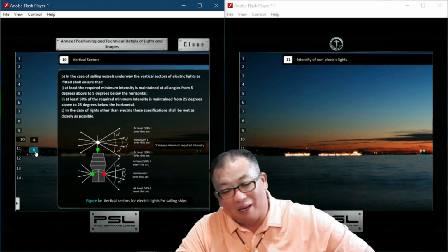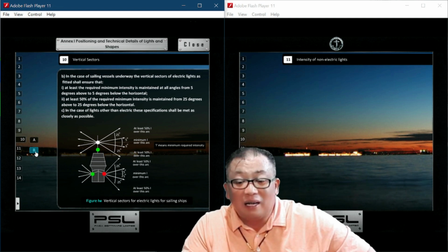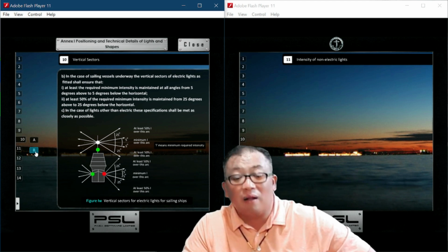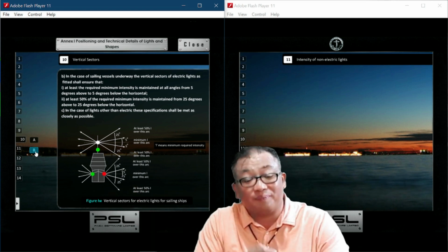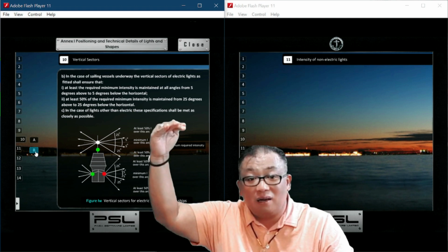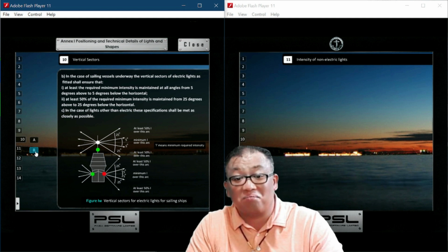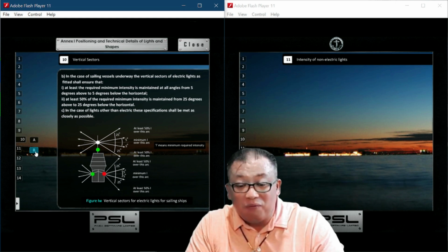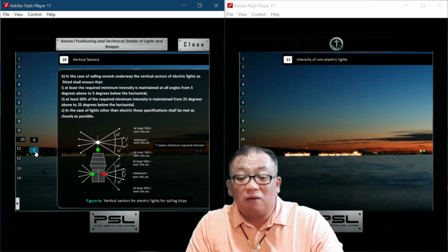How about 10 bravo? In the case of a sailing vessel underway, the vertical sectors of electrical lights as fitted shall ensure that at least the required minimum intensity is maintained at all angles from 5 degrees above to 5 degrees below the horizontal. You draw the horizontal line where the light is. 5 degrees and 5 degrees, required minimum intensity shall be there. Very easy to remember. At least 50% of the required intensity is maintained from 25 degrees above to 25 degrees below the horizontal.